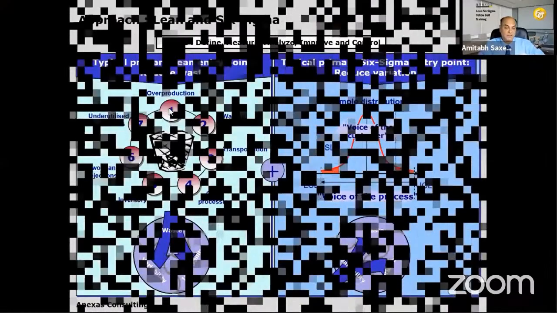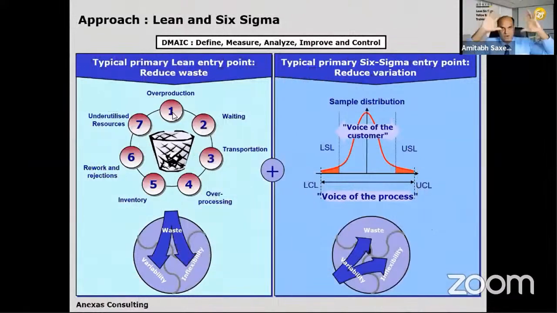So there are 7 wastes. Now I've got nice videos on all these wastes, but obviously due to the shortage of time, very quickly I'll tell you. Overproduction, waiting time, transportation, overprocessing, inventory, rework rejections, underutilized resources. These are the 7 or 8 wastes, including waste of intelligence, waste of human mind as well. These are 7 or 8 wastes which are present in our processes. You have to develop an eye to look for a waste, and we help you to develop that.